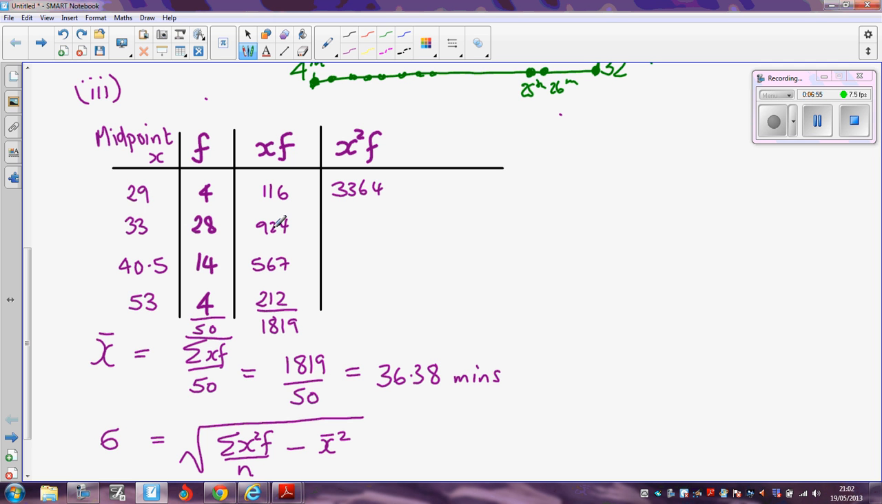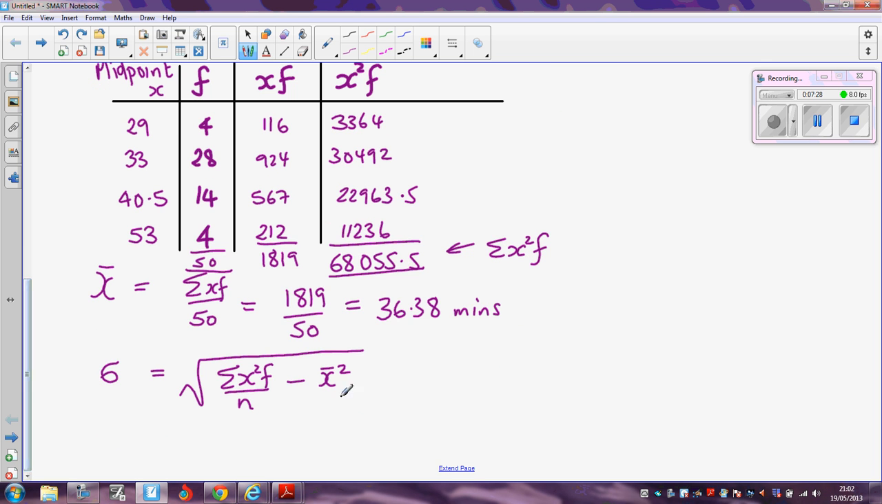Well, that's 3,364. 33 times 924. That's 30,492. 40.5 times 567. Well, that's 22,963.5. And lastly, 53 times 212, which is 11,236. And if I add that lot together, that's the sum of, so sigma x squared f, that comes out as 68,055.5.